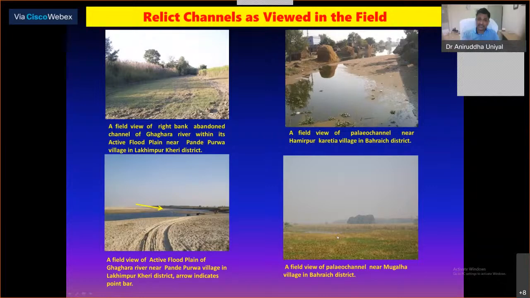These relic channels are excellent sites for groundwater prospecting. If you put a dug well near them, if you put a tube well, the discharge will be very good. The water will be at a shallow depth. But at the same time, these relic channels of rivers or old courses are very bad sites for civil engineering construction, because they will be witnessing waterlogging every year. So any building constructed there will be submerged because of the waterlogging.